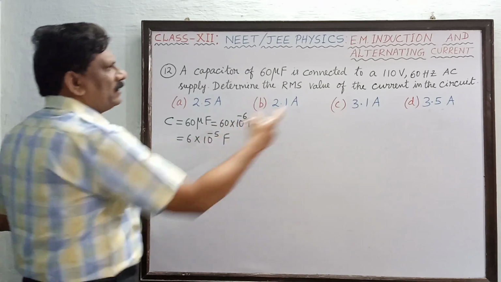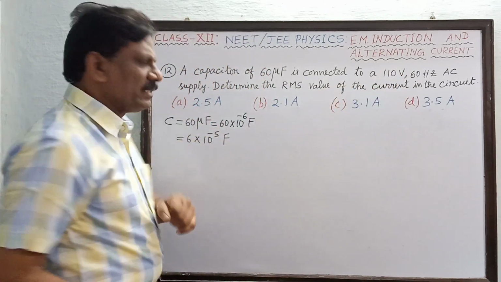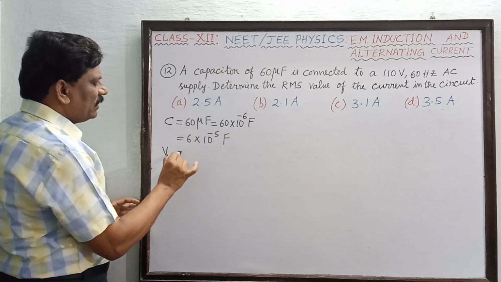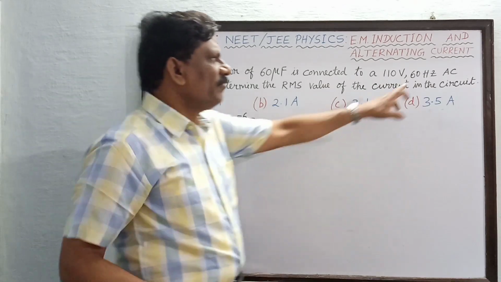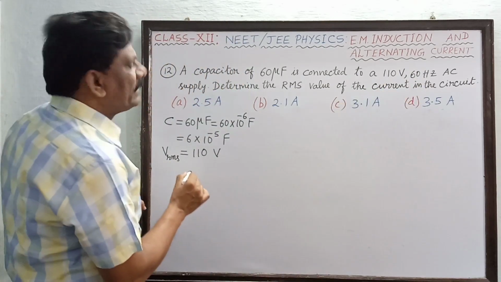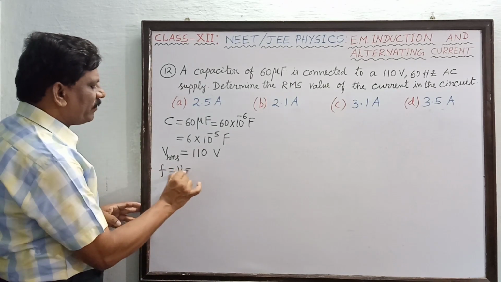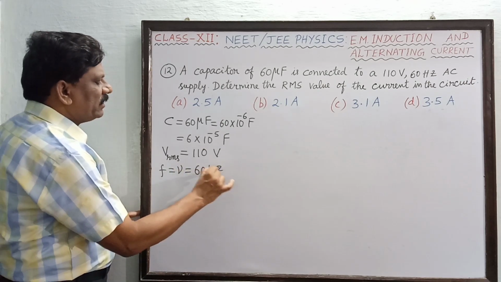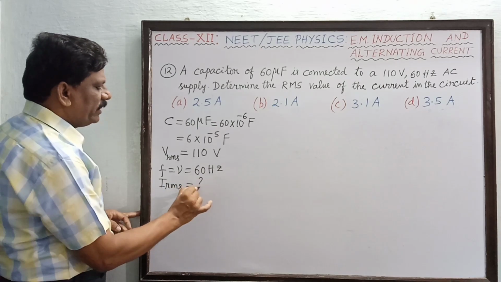Then you see here, 110 volt is the RMS value of the voltage. So V RMS is equal to 110 volt. Then the frequency of the supply AC is 60 hertz. So I can write the frequency F, or frequency nu, is equal to 60 hertz, and I RMS is to be determined.